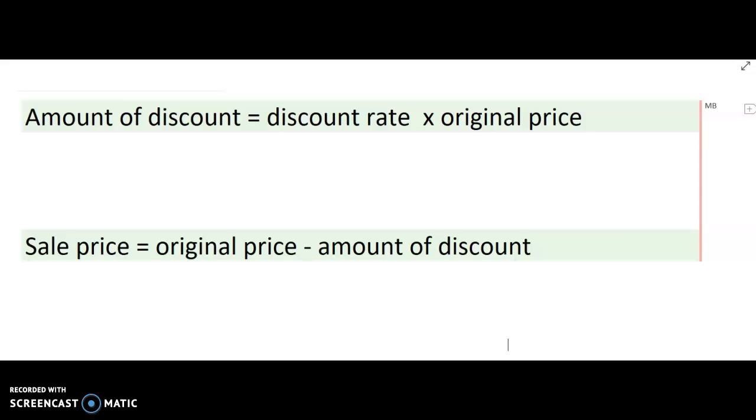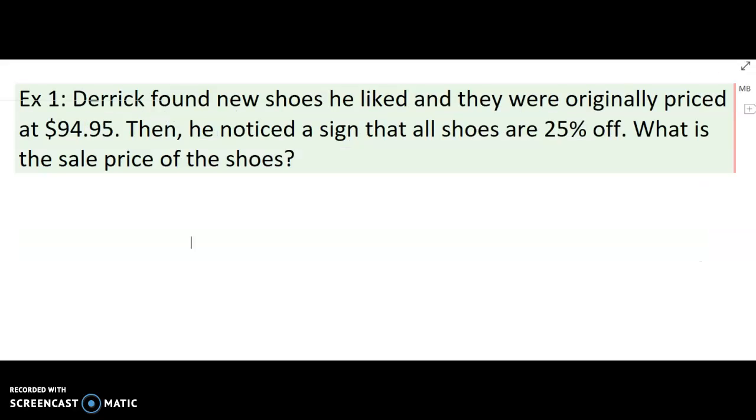So then to move on and find the sale price of an item, we would take the original price, subtract the amount of discount, and thus get the sale price. Okay, so let's go ahead and look at that.